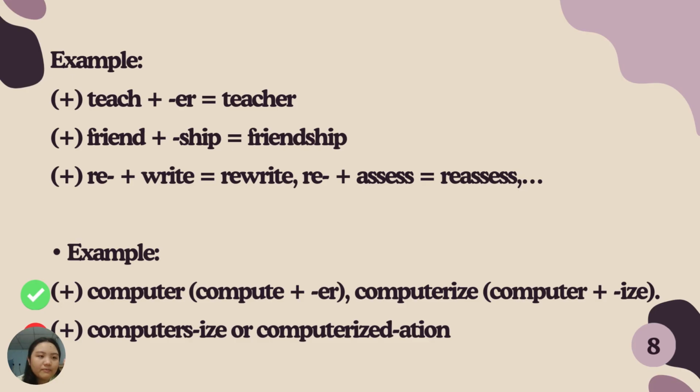Or we have the free base friend, and when we add the suffix -ship, meaning the state or the condition of, we get a new word, friendship, the state of being friends. Or rewrite means write again, reassess means assess again, because the prefix re- here means again.